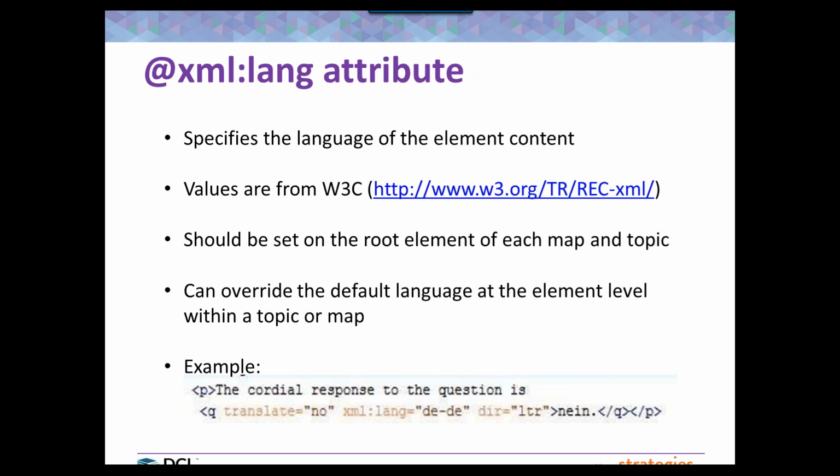The XML lang attribute specifies the language for the content. And so you can see, I'm going to skip down to the example where it says translate equal no, and it says, oh, this is the language that it appears in because we are indicating a German word, nein. Now, folks say, well, where should I set this? Well, in the example, I have it set at an element level.